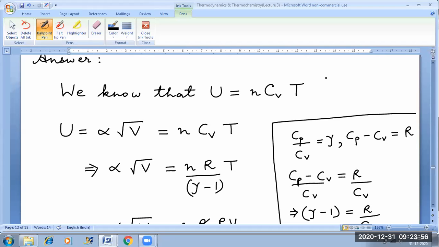So U is equal to nCvT is a formula for an ideal gas, where U is the internal energy of the ideal gas, n is the number of moles of the ideal gas, Cv is the molar heat capacity at constant volume, and capital T is the temperature of the gas. Also, it is given that U is equal to alpha root V in the question. So equate them: alpha root V is equal to nCvT.